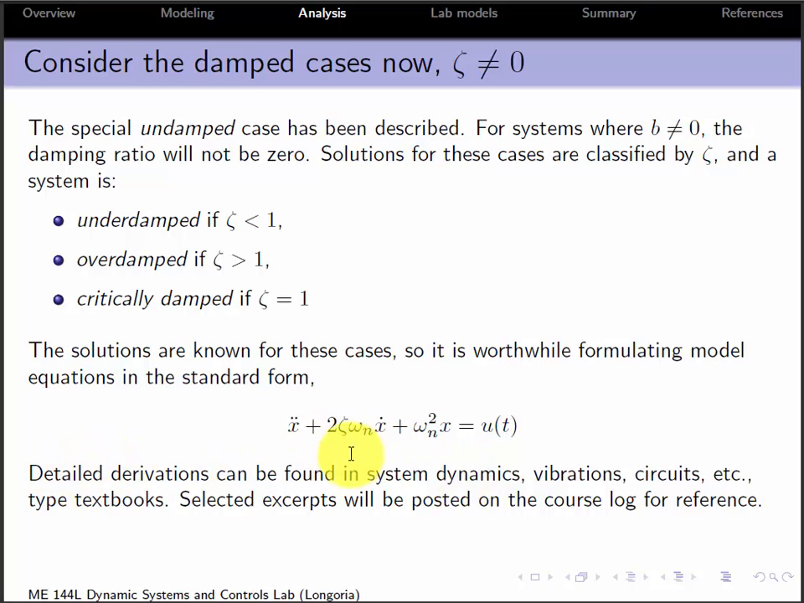I'm not going to go through those derivations. Again, this is something that typically you will review in a system dynamics or vibrations class, or circuits class. And as I mentioned, some of the excerpts of chapters from books that I put in the course log, you can find some of those derivations if it troubles you not to have them in front of you. We're just going to look at the application really of just the one case, the underdamped case.